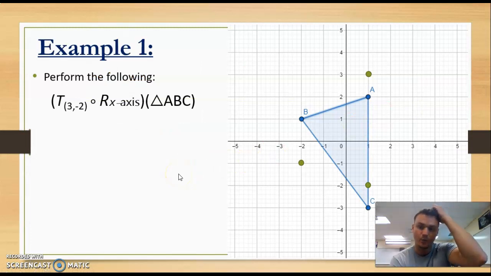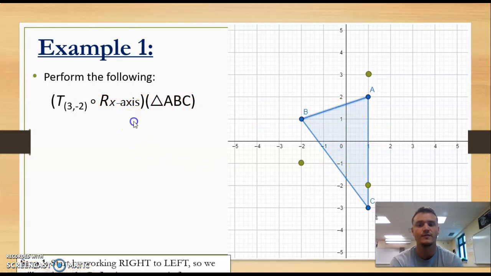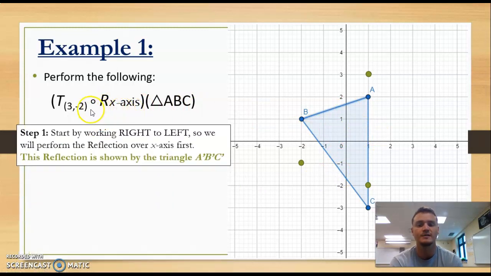So example 1. You should be able to read this notation here and be able to make sense of it. We're doing a composition, because that's what that open circle means here, of a translation of 3 units to the right, 2 units down, and a reflection over the x-axis. We're doing it to this triangle ABC. So first step, we're always working right to left.